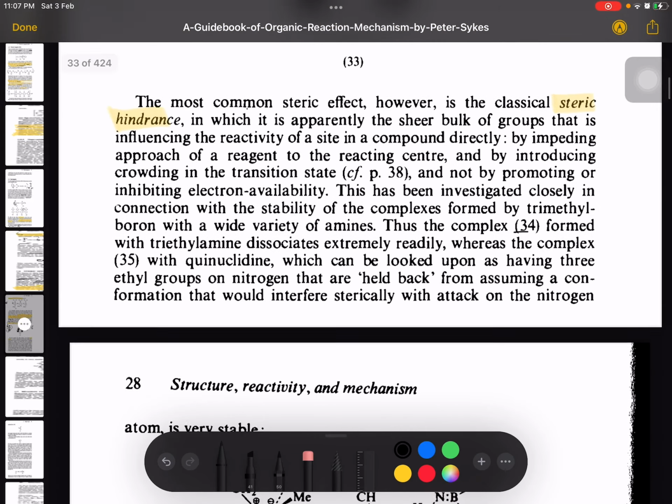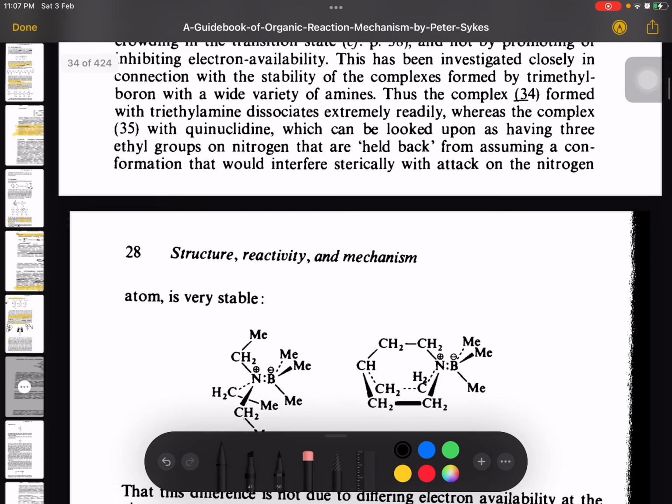Okay, so this part I have to read once more. I will be telling it later on.